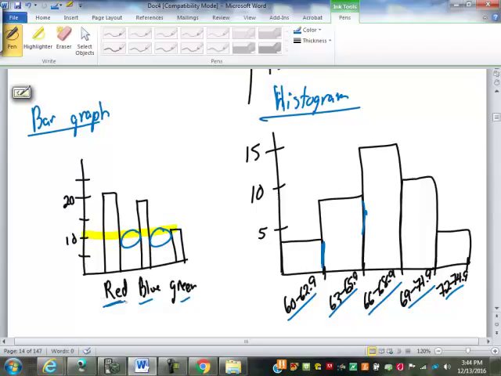There is no connection between red, blue, and green. I can put them in any order I want to. There's no logical order or connection between them. There is a connection between these. These categories have to go in that order because that's the order that they numerically go in. And they do connect to one another. 62.9 is followed by 63 and so on. So connecting the bars is the way of visually showing that connection between the groups. There's a lot of psychology that gets involved in the study of statistics.